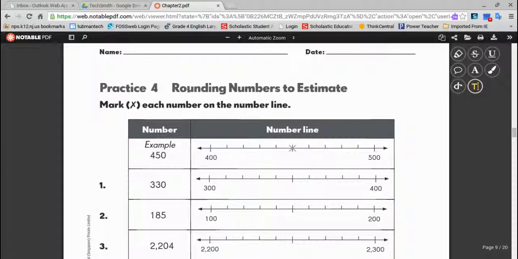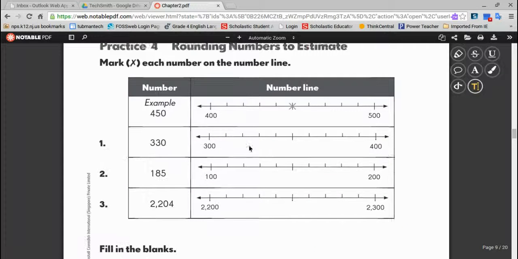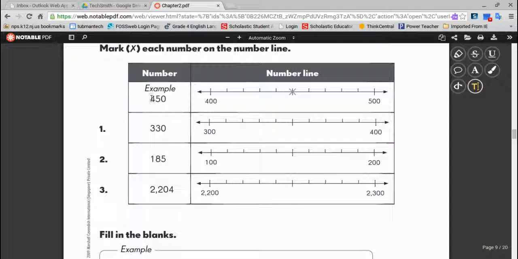Practice 4, rounding numbers to estimate. Mark each number on the number line. So we're going to mark by putting an X each number on the number line. So if you look at the example, it is 450, and we know that 450 is right in the middle between 400 and 500. And if you don't know that, we can count.